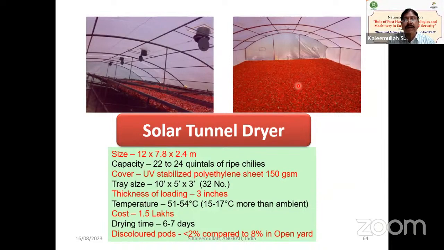Say, for example, if there is all of a sudden a rain, as you have this UV stabilized polythene sheet material, it is covered completely. There is no problem with the rain.